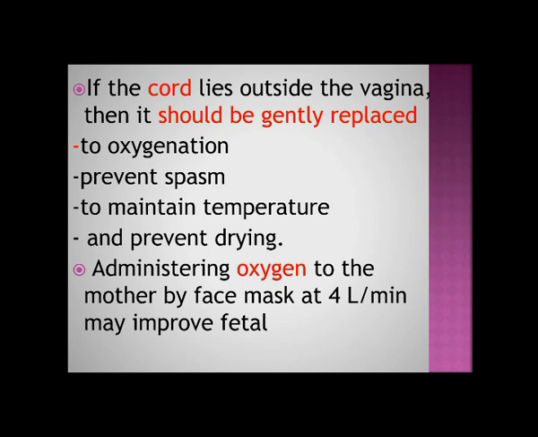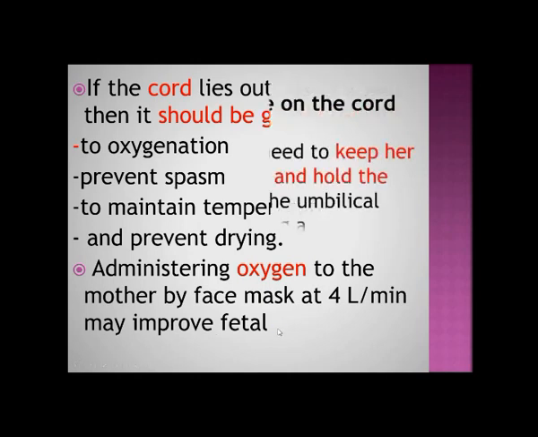If it is out of the vagina, you have to do all these things: maintain oxygenation, prevent spasm, maintain the temperature, and prevent drying of the cord. If it is visible outside, it will dry. So it will interrupt the oxygenation of the baby and the circulation of the fetus. That's why it should be gently replaced into the vagina. Then administer oxygen to the mother by face mask at 4 liters per minute, which may improve the fetal condition.